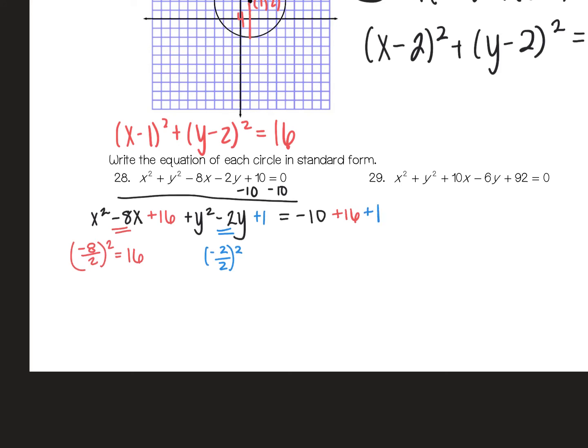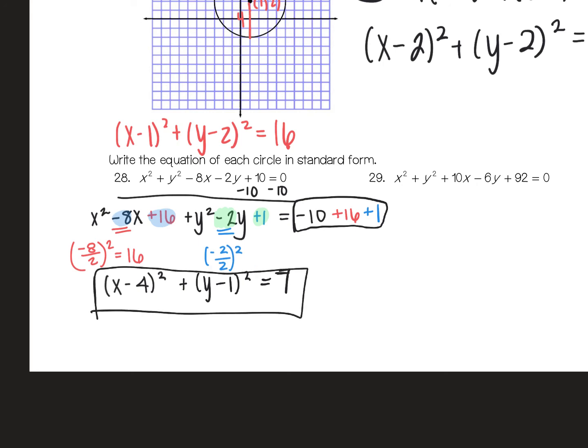Then I'm going to factor. So I look for numbers that multiply to be 16 and add to be -8, which is going to be -4. So this is really (x minus 4) squared. I repeat that process for my y's. So numbers that multiply to be 1 and add to be -2. That is going to be (y minus 1) squared. I'm going to add all of this together. So -10 plus 16 plus 1 is 7. And so that's my equation of the circle.